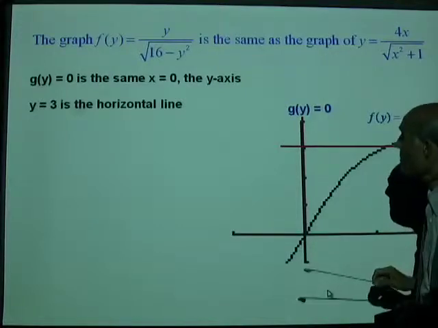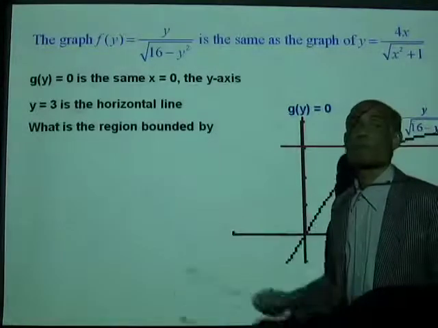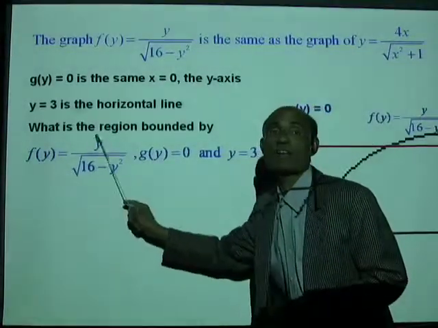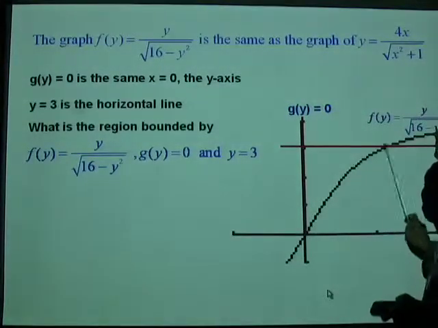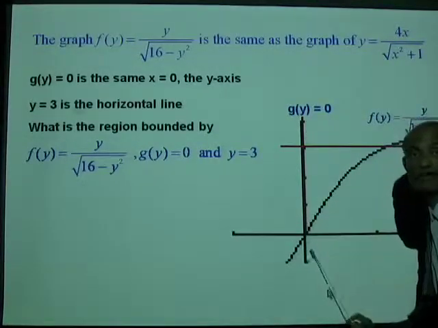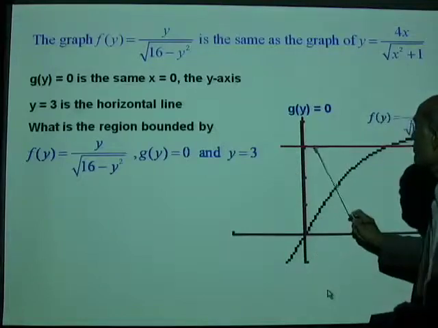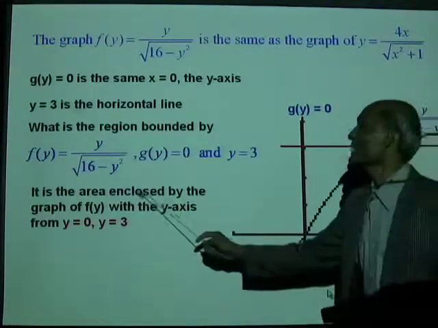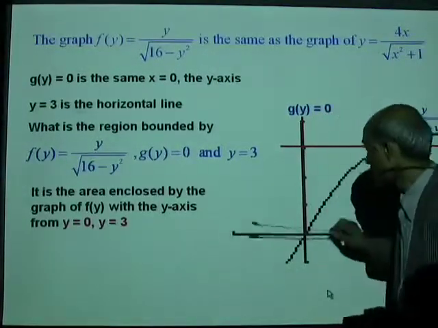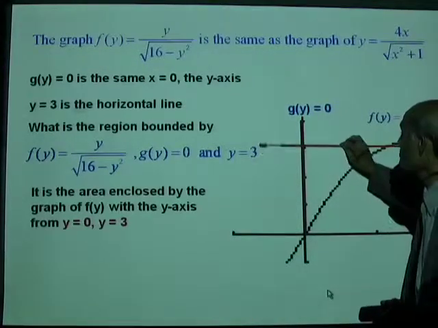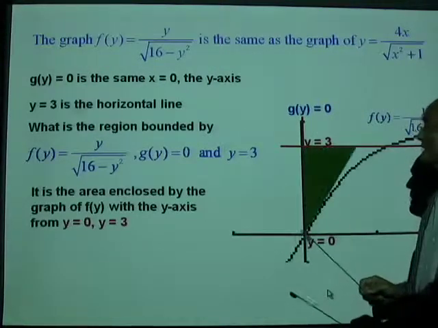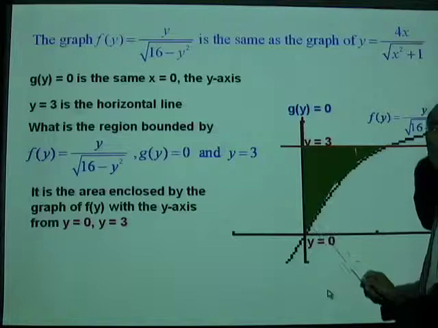Now that means, what are the boundaries? Now, what is the region bounded by f of y equal to y over square root 16 minus y squared, g of y equal to 0, that is the y-axis, and y equal to 3. This is the area we are looking for. It is the area enclosed by the graph of f of y with the y-axis from y equal to 0 to y equal to 3. That's right. So this is y equal to 0 and that's y equal to 3. That's the area that we're looking for.